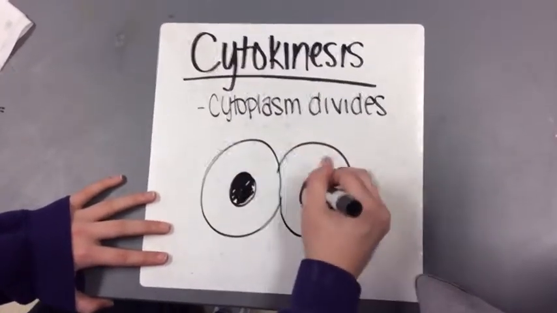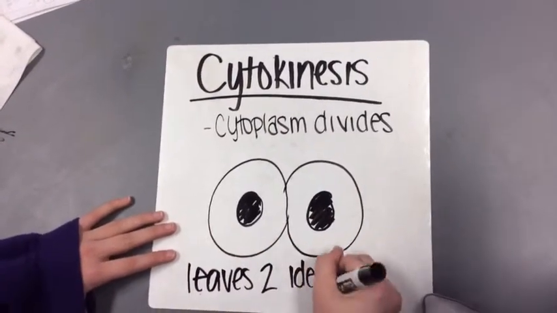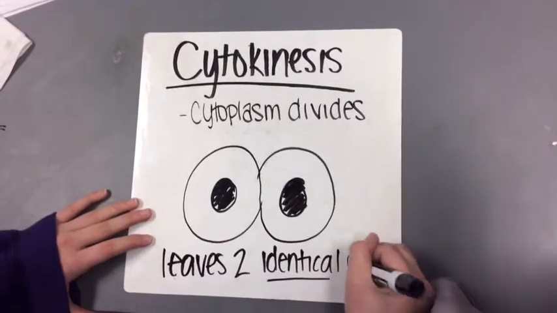Plant cells differ from animal cells in the stage of cytokinesis. In plant cells, there is a cell plate, and in animal cells, there is a cleavage furrow.